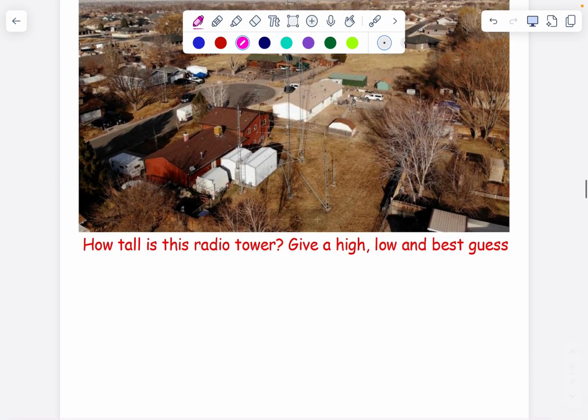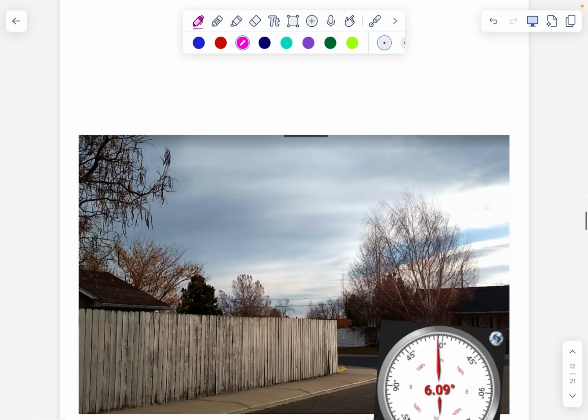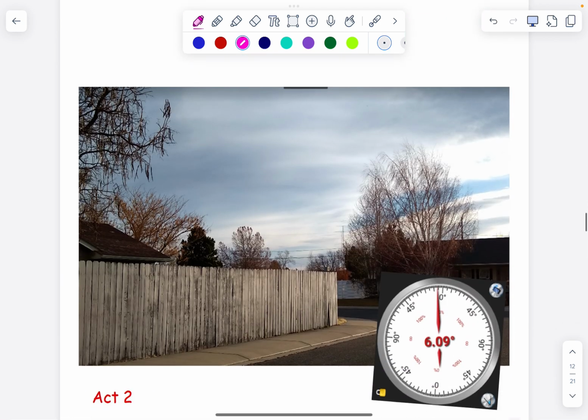So I took 2 measurements. Here's what yours are going to look like. Let me show you that in a second. Okay, so I took a screenshot of the clinometer. It was 6.09 degrees sighted to the top of that tower right there. Right, and this was a ways back. You can tell I was pretty far away.